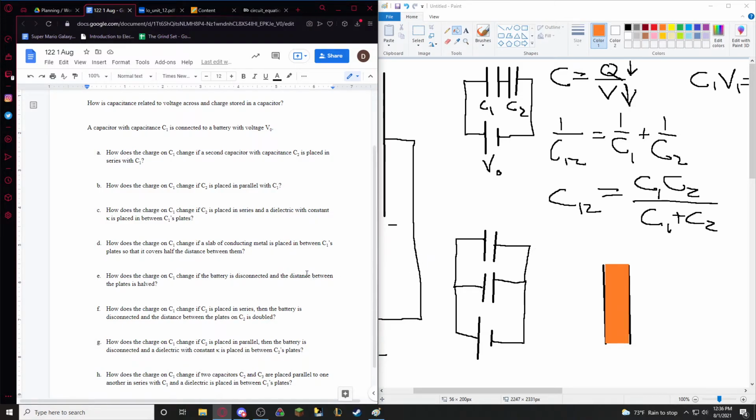So, what happens to the charge in C1 if a slab of conducting metal is placed between C1's plates? The conducting slab is going to cover half the distance between C1's plates. So something like this. Is our charge going to increase or decrease? Metal conductor slab.